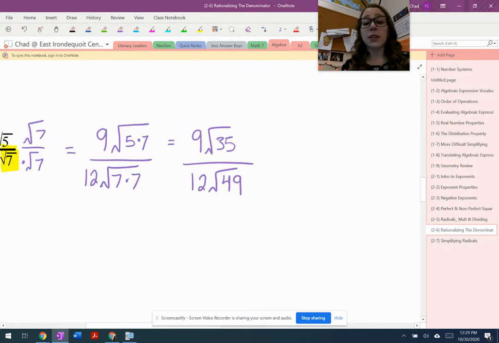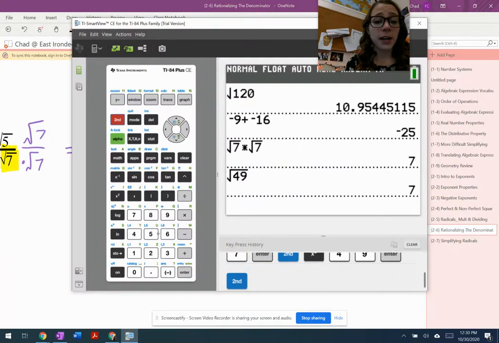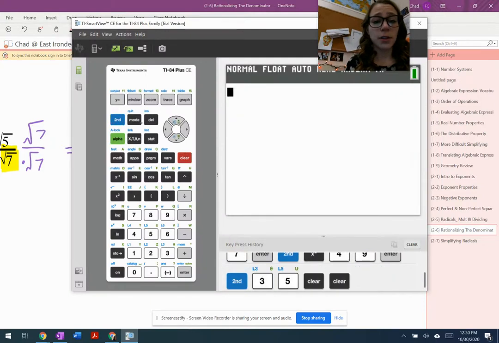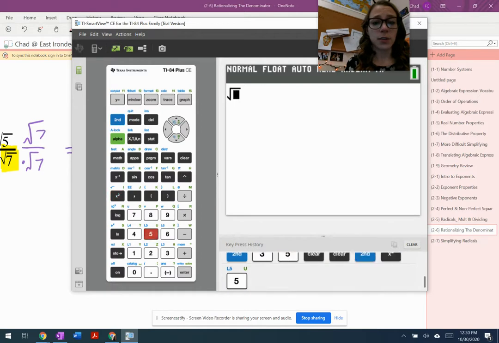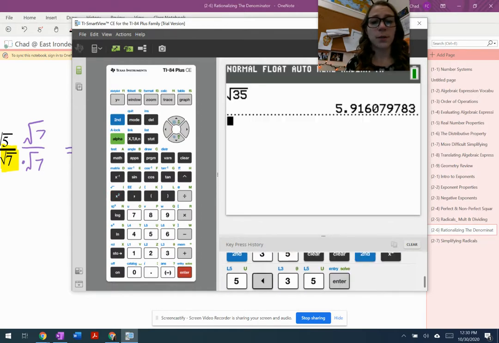You can go to your calculator, plug in the square root of 35, see if that's a nice normal number. Okay, my calculator's being really awesome. There we go. Which is not a nice normal number, so I don't want to deal with that.